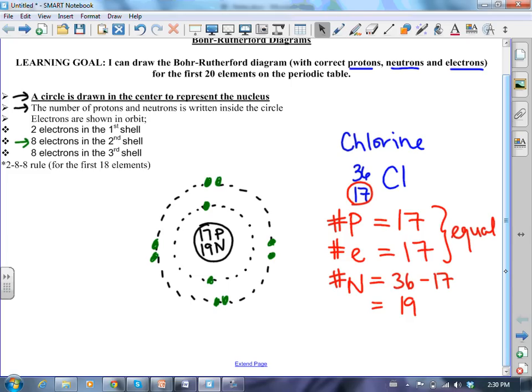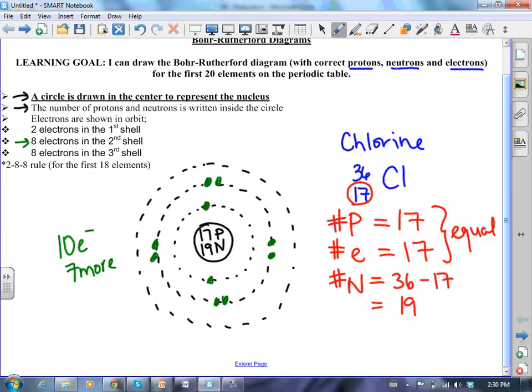So the rest of the electrons have to go in. So now I've drawn 10 electrons, right? 2 in the first shell and 8 in the second shell. So I still have 7 more to draw. So where are they going to go? They're going to go in the third shell. So I have to draw another shell a little bit bigger, and I'm going to put 7 electrons.